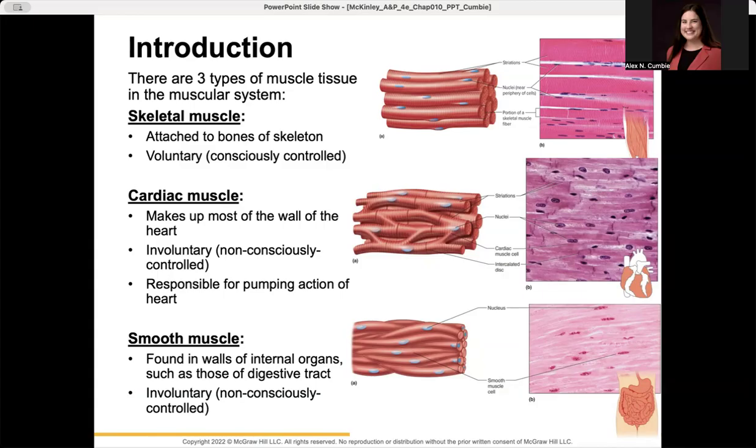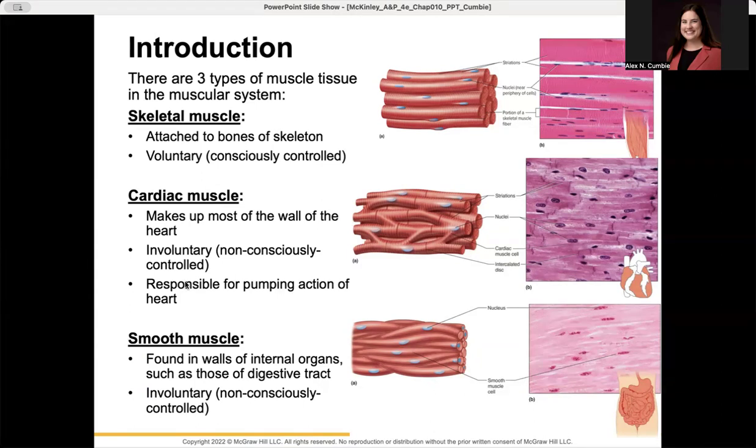And you can kind of see a few characteristics here, which we'll get more deeply into for those cell types when we get to them in this chapter. So A right here is skeletal muscle, looking at what those cell types look like as a cartoon, and then also what they look like as a histological slide under the microscope.